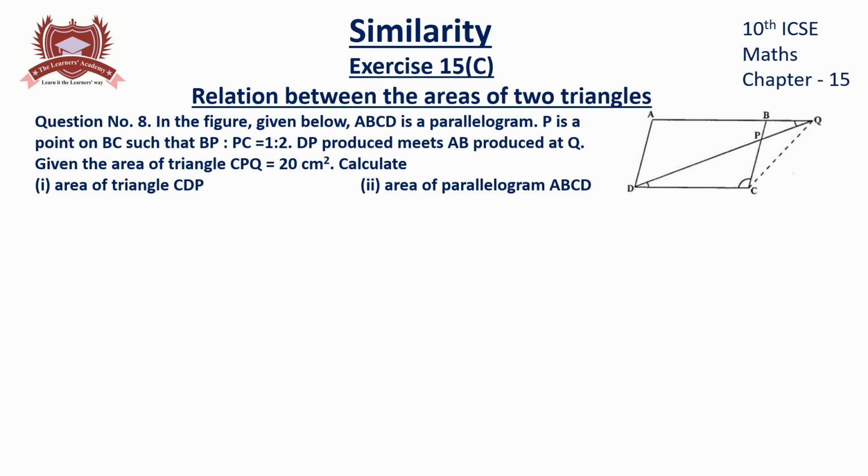In the figure given below, ABCD is a parallelogram. P is a point on BC, such that BP upon PC is 1:2. DP is produced further to meet AB. So we've produced AB as well, and it is meeting it at Q.